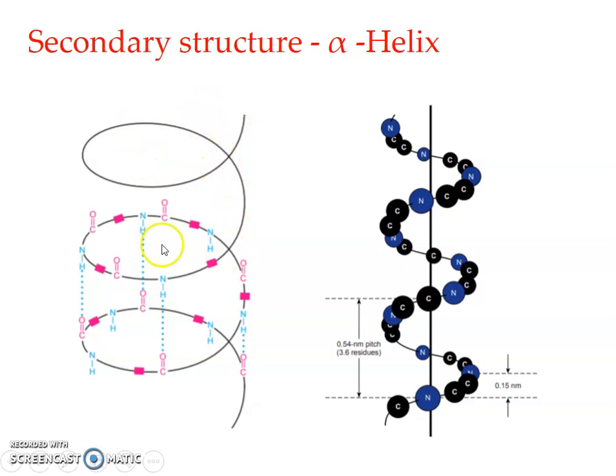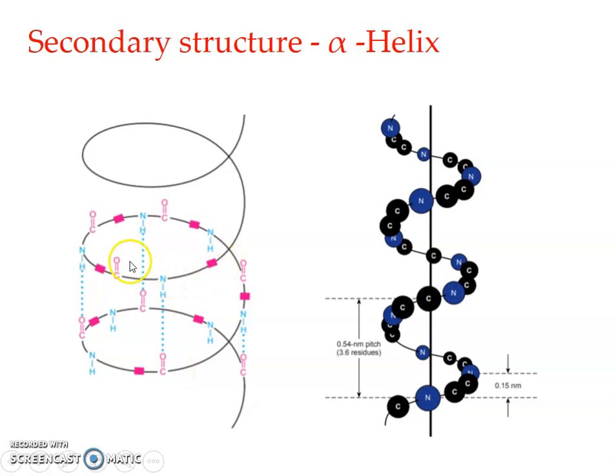This secondary structure of alpha helix has, apart from the peptide bonds, hydrogen bonds. These are the hydrogen bonds represented. Hydrogen bonds are formed between the hydrogen on the amino group of one amino acid and the oxygen on the carbonyl group or the carboxyl group of another amino acid.